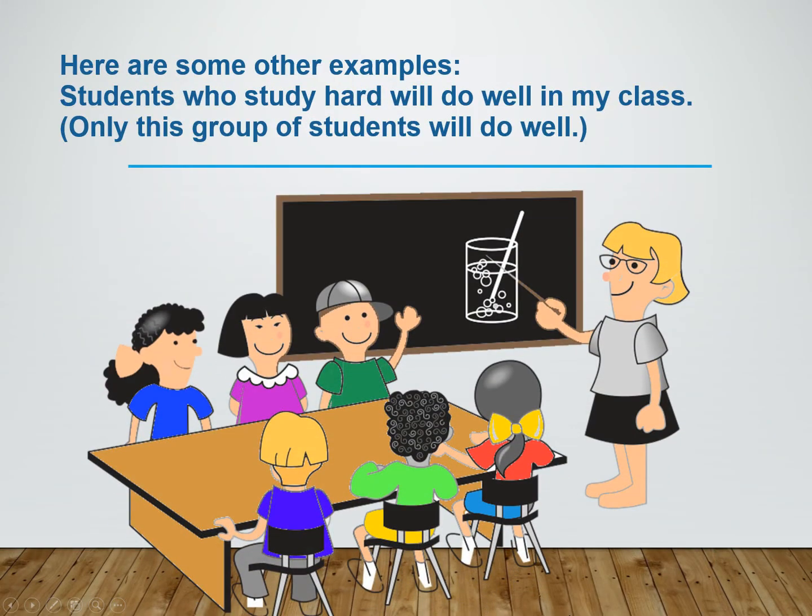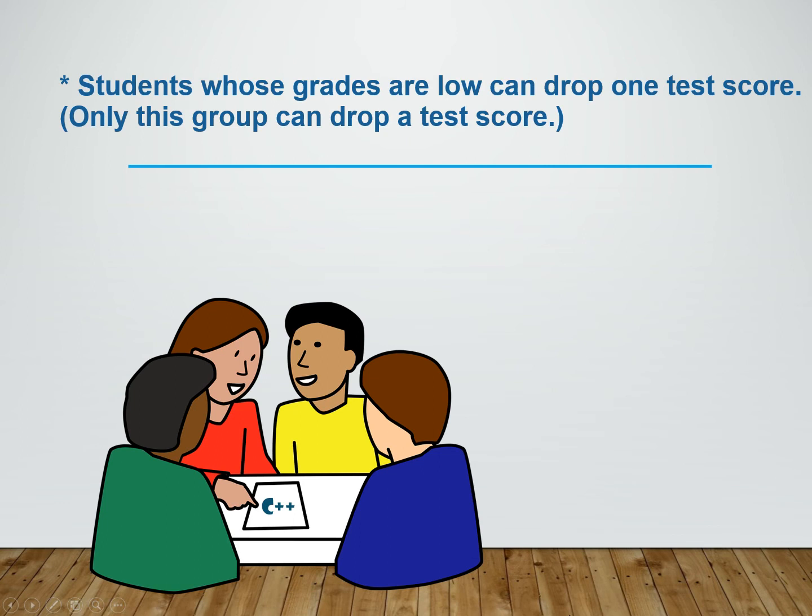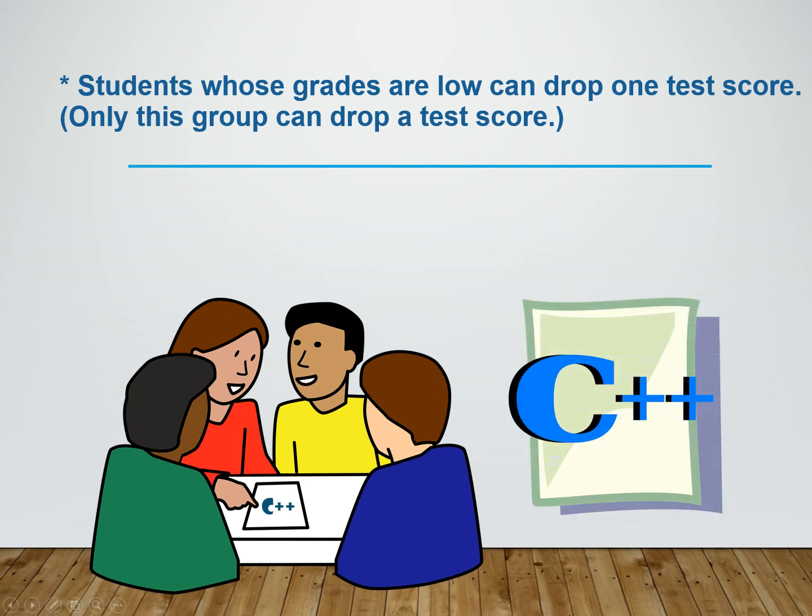Here are some other examples. Students who study hard will do well in my class. Only this group of students will do well. Students whose grades are low can drop 1 test score. Only this group can drop a test score.